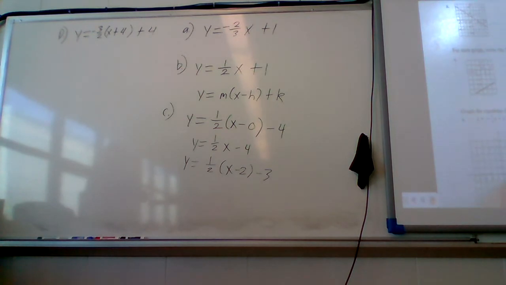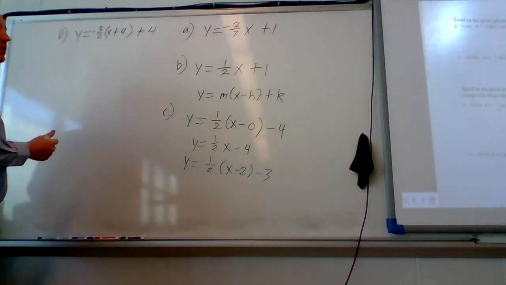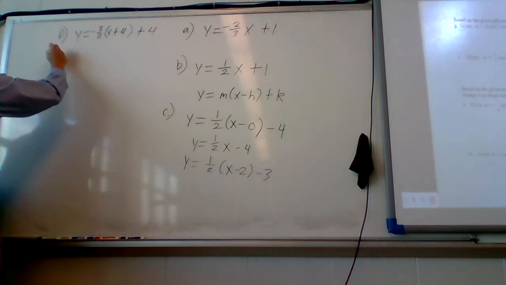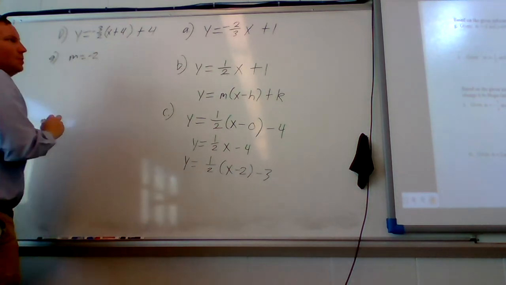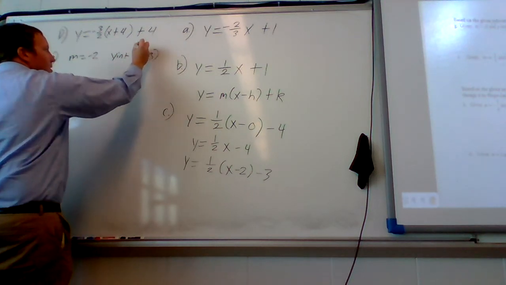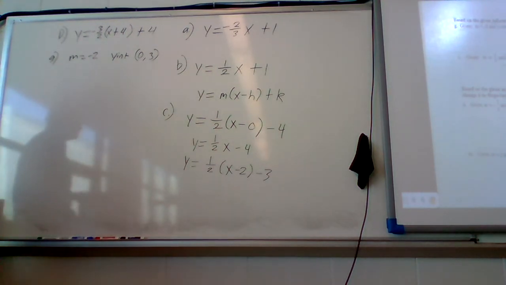E and F are exactly what we've been doing. We're just graphing again, so we can skip that on the notes. But now they're just giving us information to write out our equations. Okay, so based on the given information, write a linear equation in slope-intercept form. So G is telling us, given that slope is -2 and the y-intercept is at 0, 3, how can we write that in slope-intercept form? What would that equation look like?